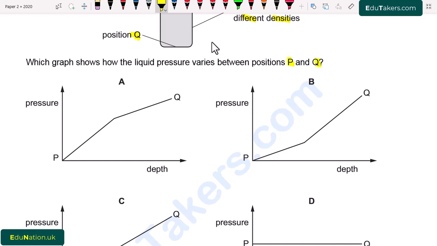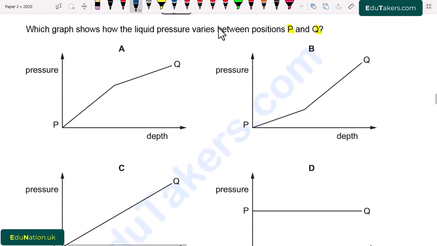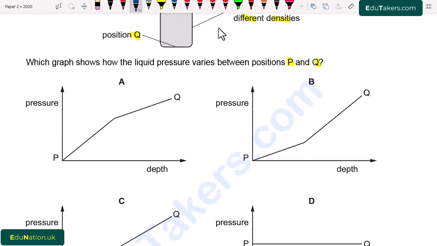So here we have to show the variation of the liquid pressure. First of all, you can see here that the densities of both of these liquids are different. So the pressure changes at a different rate. In the first, we can see from point P to this point and from this point to Q, the pressure changes at the same rate. So this is incorrect. In B, we can see pressure from point P to this point and from this point to Q changes at a different rate. So B option is correct.